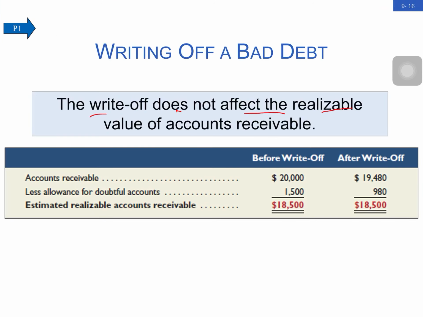The write-off does not affect the realizable value of account receivable. Okay. Writing off a bad debt, whether you write them off or not, means that whether you use the direct method or the allowance method is the same. The net realizable value of your account receivable is the same.